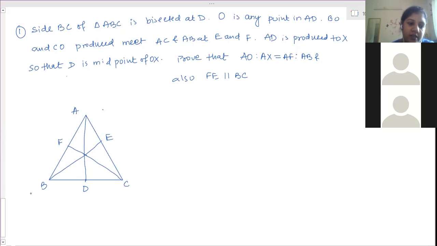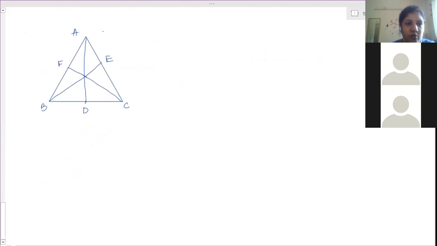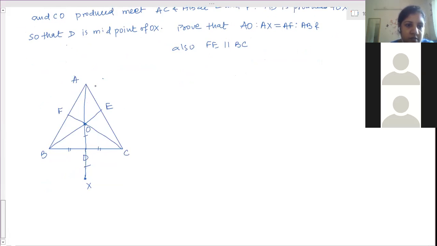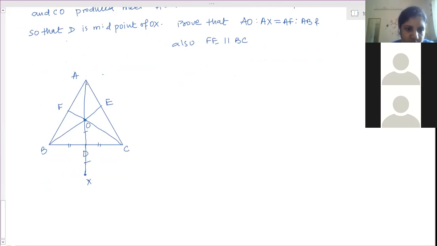AD is produced to X such that D is the midpoint of OX. This is point O. D will be here. We have to produce it forward an equal distance, and this is point X. D is the midpoint of it. Prove that AO by AX is equal to AF by AB. Okay, so we have to join BX and CX. Can you give a try after this? This is the construction.